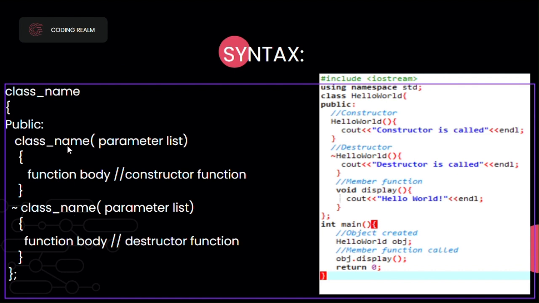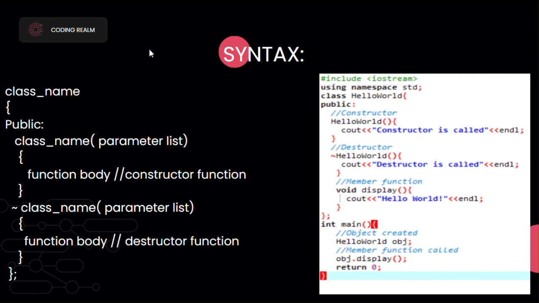The destructor and the constructor have the same name as the class. Let's see this example. Class HelloWorld, public. Here first we have the constructor HelloWorld. The constructor is called, and the destructor is also named HelloWorld with a tilde. And finally, I need to use the main function to call the constructor and the destructor to display hello world on the screen. This is all about constructors and destructors in object-oriented programming and the C++ programming language.